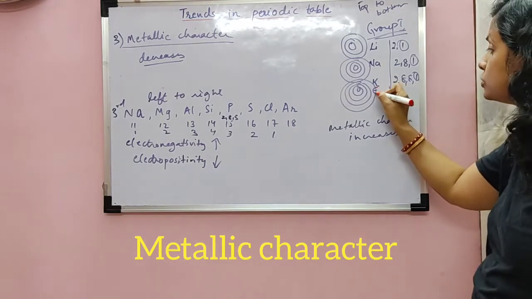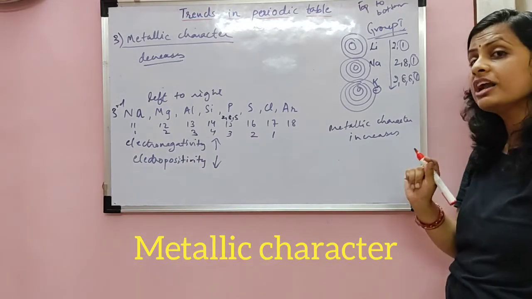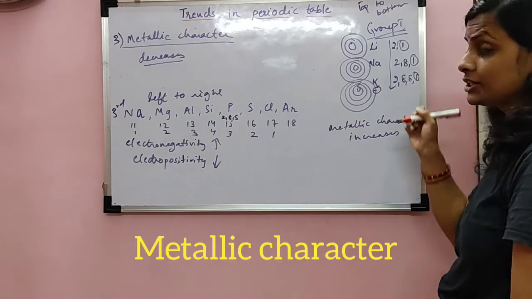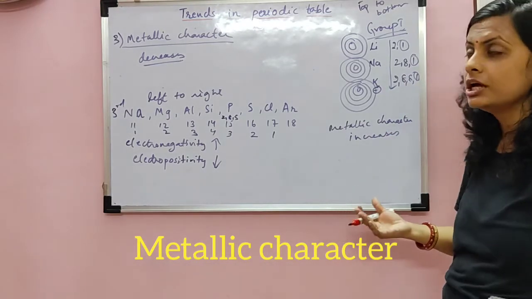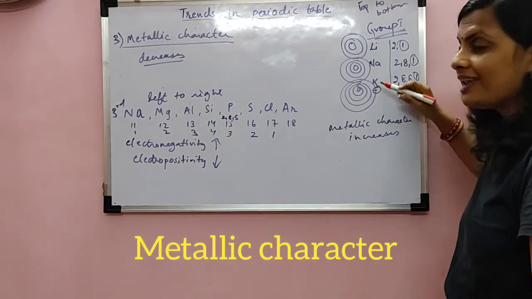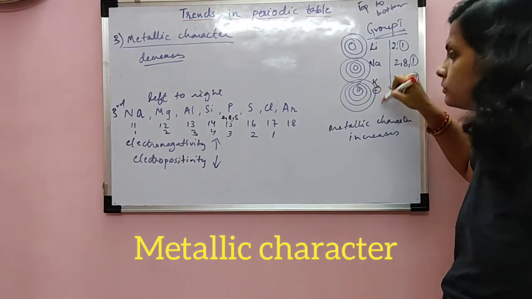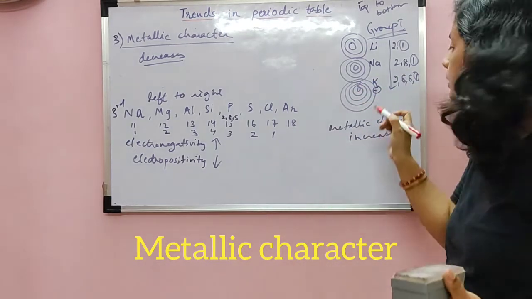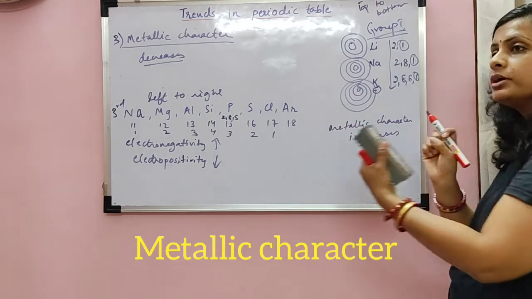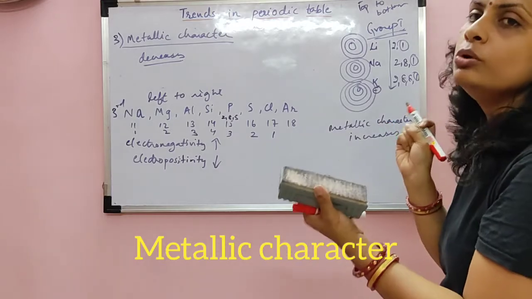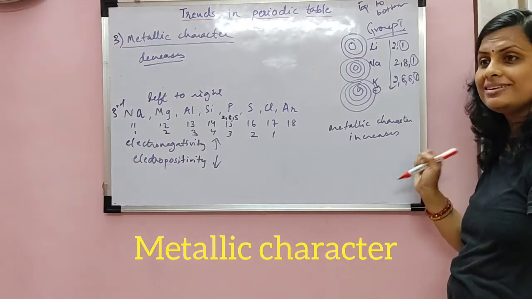So the electron is becoming farther from the nucleus. As the electrons are far from the nucleus, they can easily be lost. Potassium is more metallic than sodium because it has one extra shell, so it is very easy for potassium to lose its outermost electron. The farther they are from the nucleus, the more easily they can lose that electron. That's the reason the metallic character increases in a group.